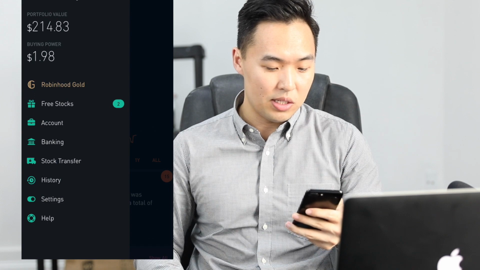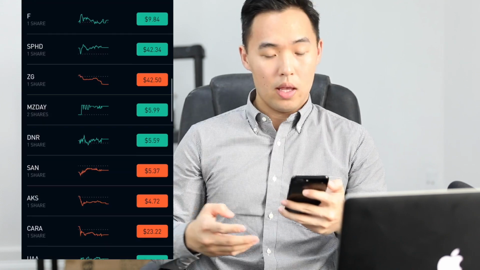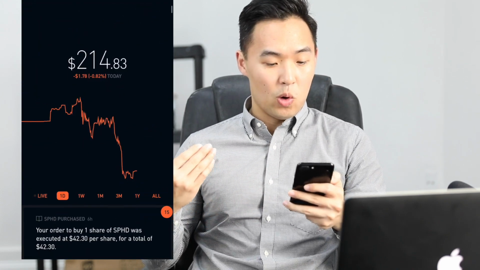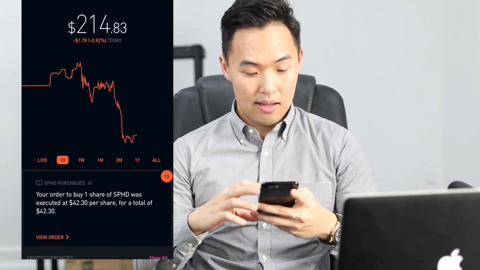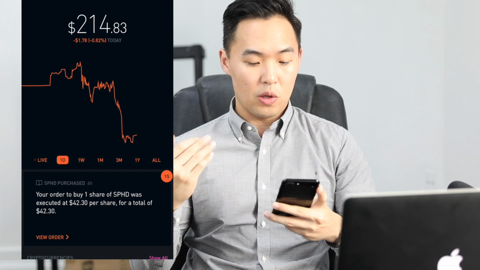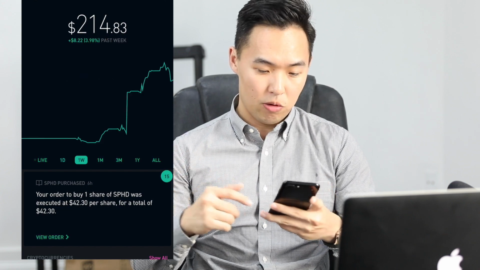All right, let's get to today's purchases. My stock portfolio is down almost, I would say, $2 today, which is about 1% on the day. But for the week, you can see that I'm actually trending upwards.